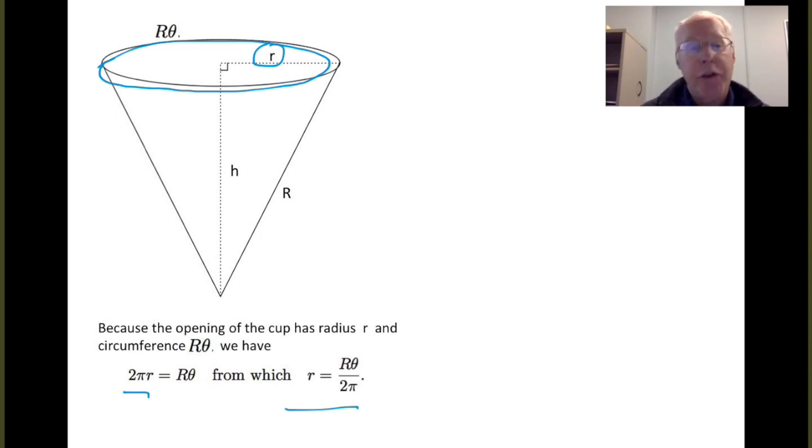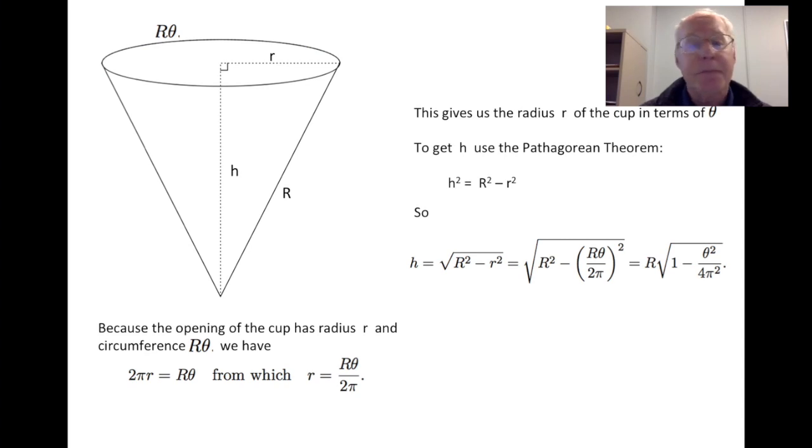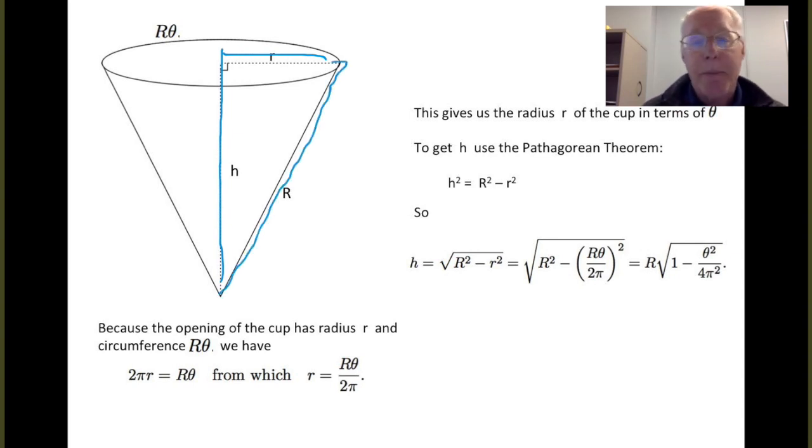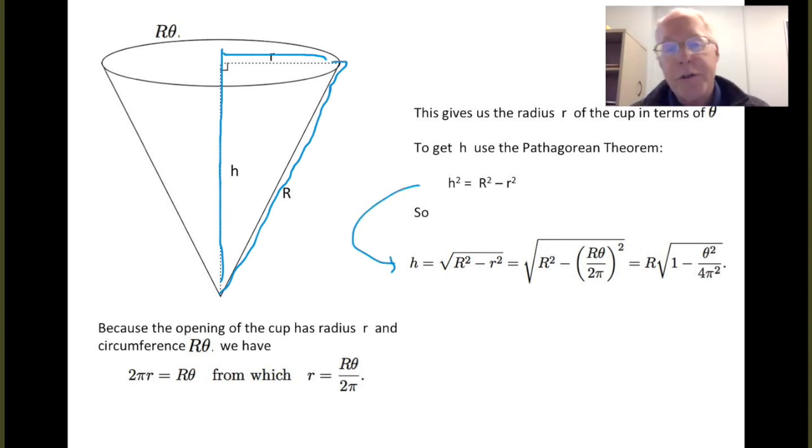For the height, we just use the Pythagorean theorem. So we're going to work with this right triangle here with one leg r, which we now know, one leg h, and the hypotenuse is this radius of the original disk, which is capital R. So we can see by the Pythagorean theorem, h squared is capital R squared minus little r squared. And if we solve for h, h is the square root of capital R squared minus little r squared.